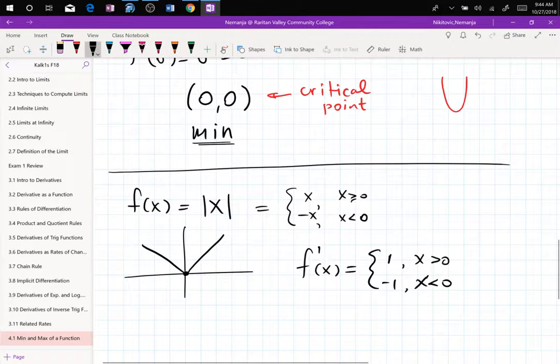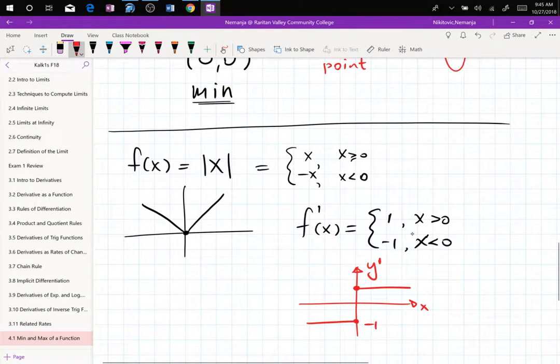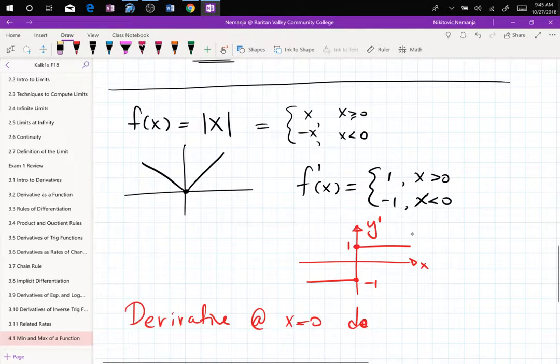Do you see that we have a problem at 0? At 0, the derivative is trying to be both of these values, and it can't. Here's the graph for the derivative. So this is your y prime. We have 1, and we have a negative 1. So this concludes that the derivative at x equals 0 does not exist.